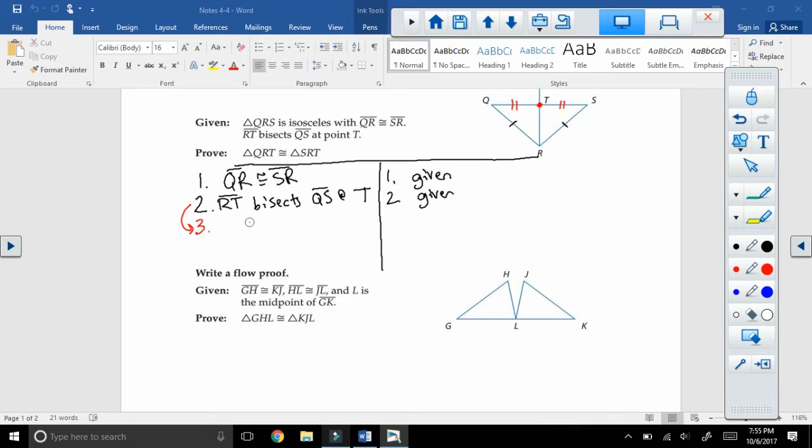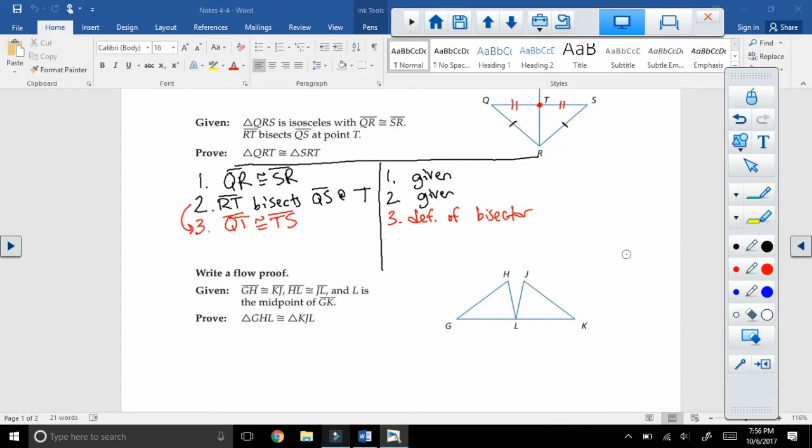In a flow proof, you would have an arrow from that box to this next one, where you say that QT is congruent to TS. And you could just write, that's the definition of a segment bisector, or if you just want to write bisector, that's fine. For this next one, there's nothing else I can do except look at the picture to come up with another pair of sides or another pair of angles.